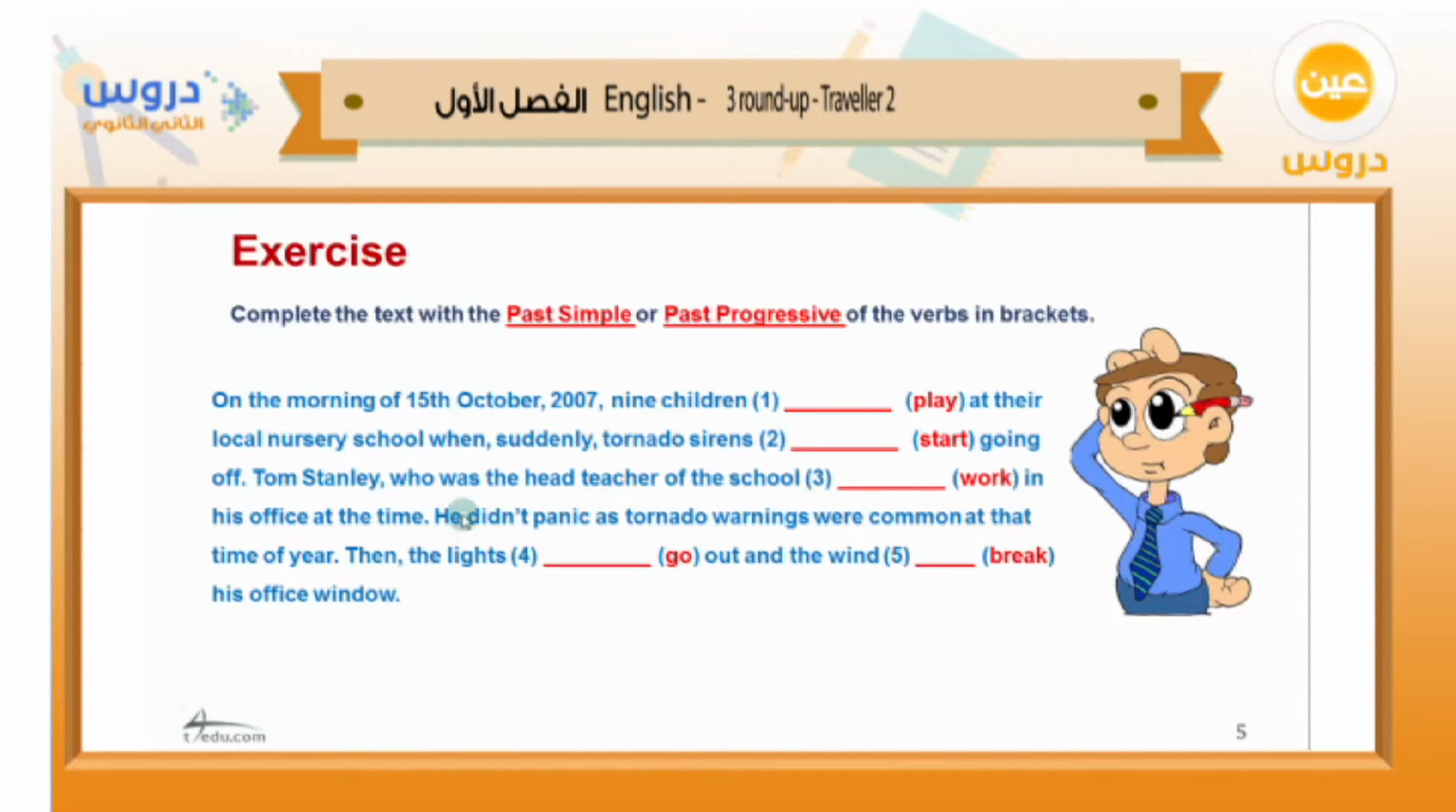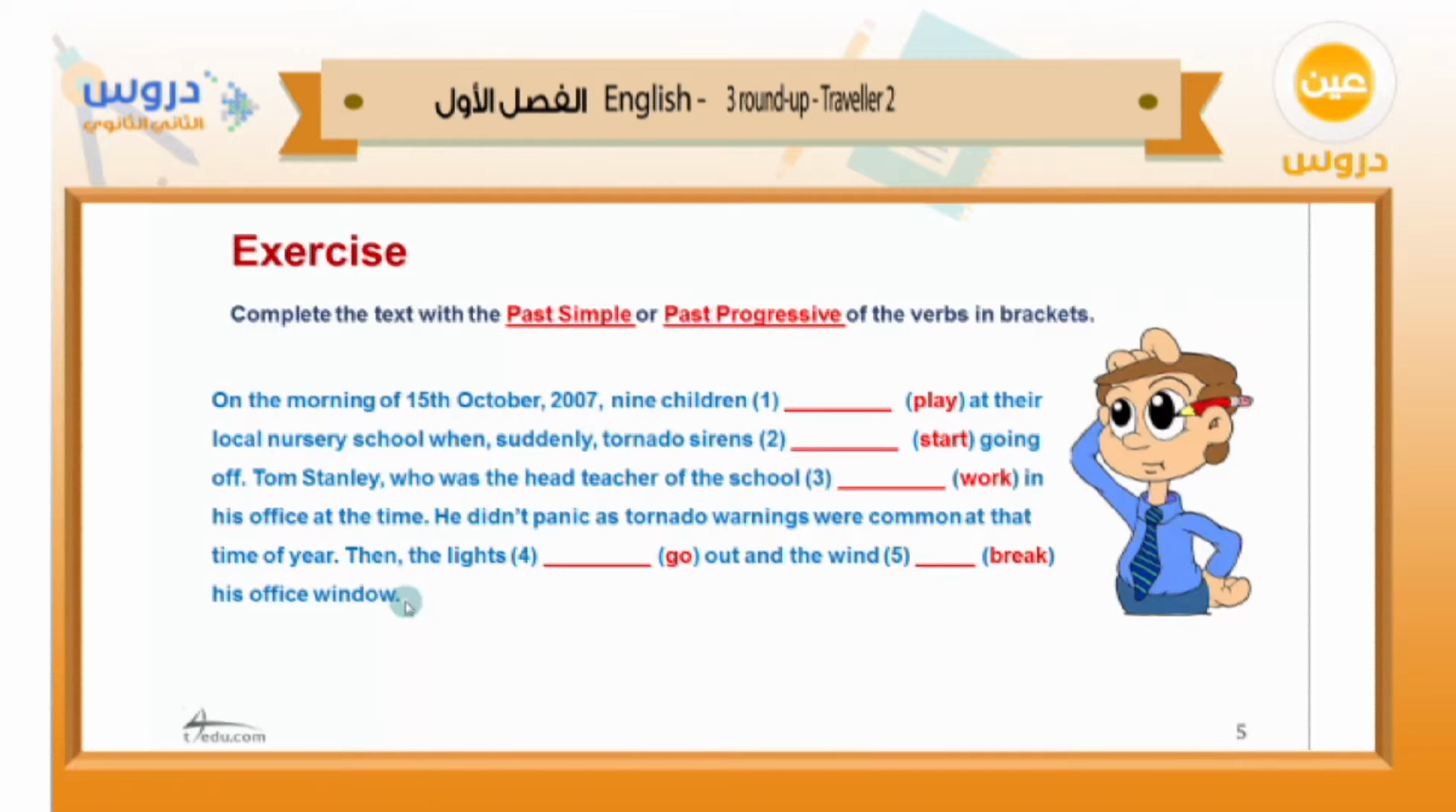Tom Stanley, who was the head teacher of the school, was working in his office at that time. He didn't panic, as tornado warnings were common at that time of year. Then the lights went out and the wind broke his office window.